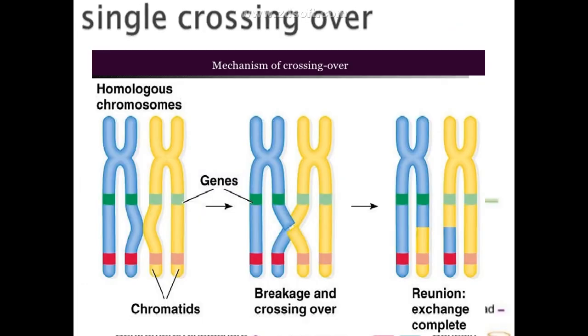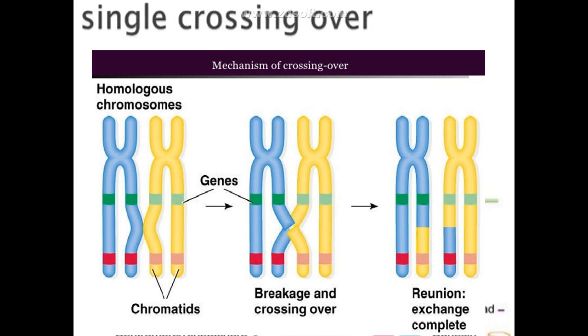Okay, here it is. So here what happens, just imagine one is your maternal chromosome, one is your paternal chromosome. During the prophase of meiosis, this paternal and maternal chromosome come close to each other. These are the sister chromatids, but this and this are non-sister chromatids. So your paternal and maternal chromosomes have come close to each other and they are paired.